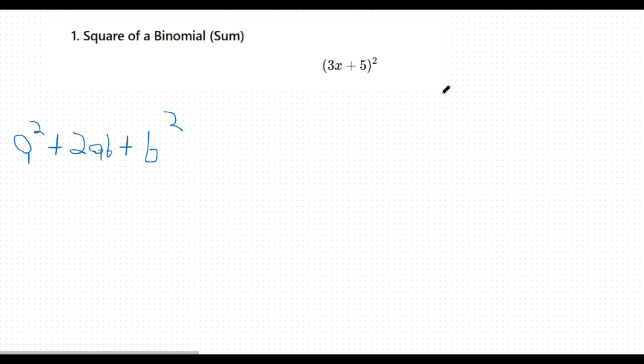This video is going to be on special case rules. Here we're going to learn how to do things fast, and I'm going to make this video fast. We use a special case to solve problems as shortcuts, shortcuts when we have binomials.